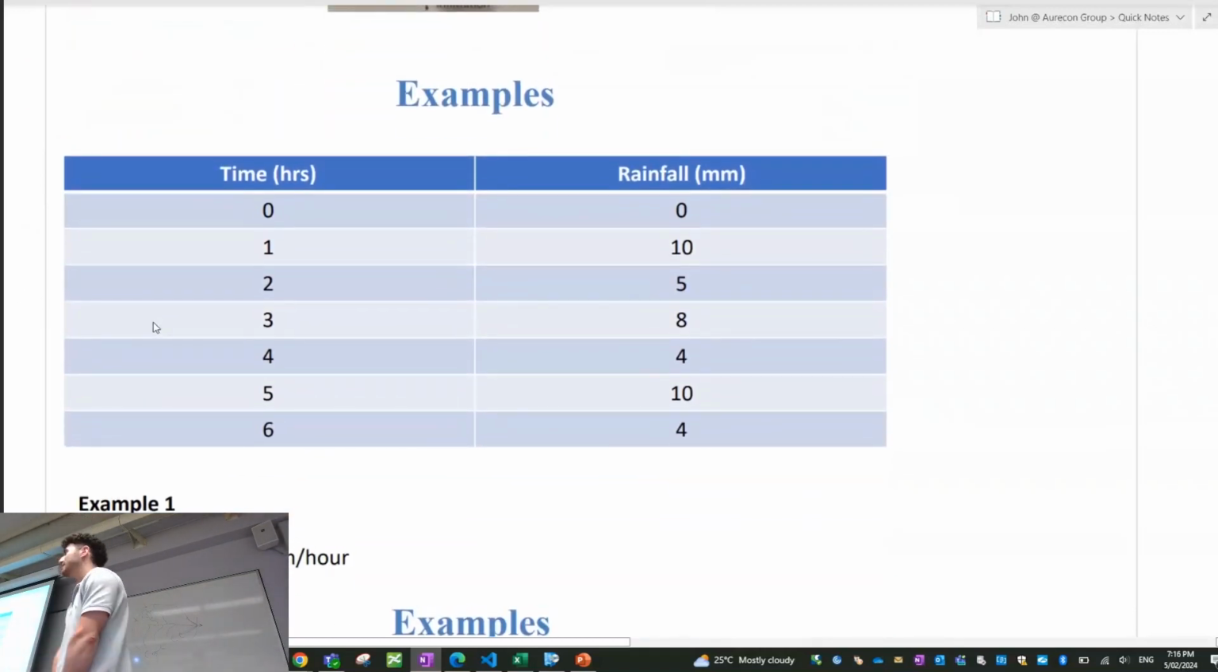Okay, so here's an example. So let's give this a go. So if we've got an initial loss of 6 mils, and a continuing loss of 1 mil per hour, can you tell me what the excess rainfall is going to look like? So excess rainfall meaning what's left over after the losses occur. So first hour, nothing happens, so we skip to the second hour. What's here? So initial loss is 6 mils. So what should be here? 4, cool.